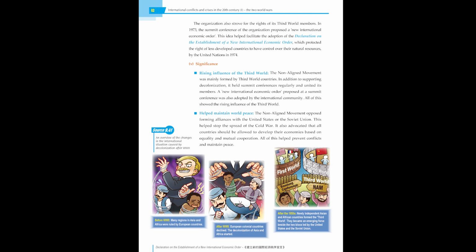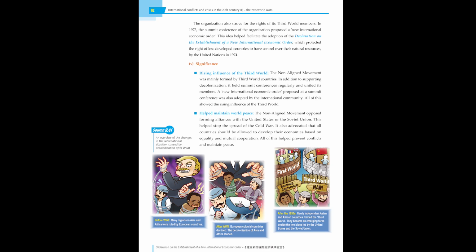Helped maintain world peace. The non-aligned movement opposed forming alliances with the United States or the Soviet Union. This helped stop the spread of the Cold War. It also advocated that all countries should be allowed to develop their economies based on equality and mutual cooperation. All of this helped prevent conflicts and maintain peace.